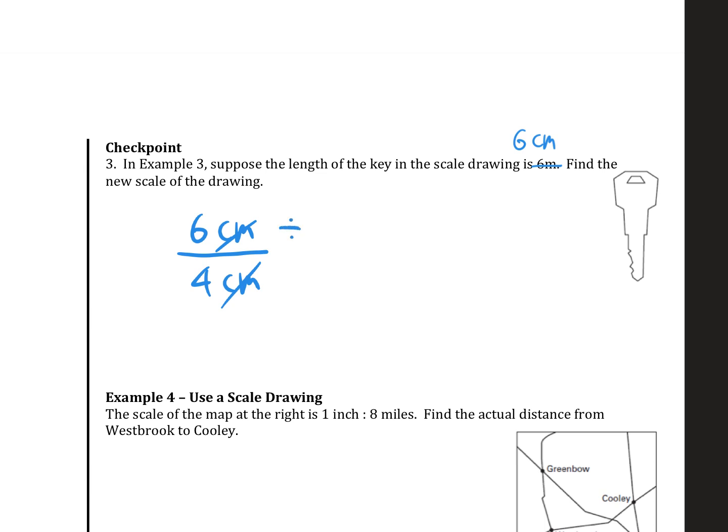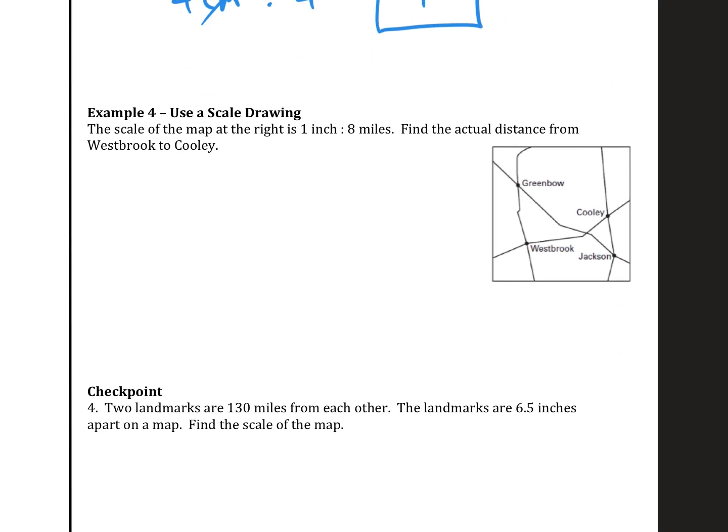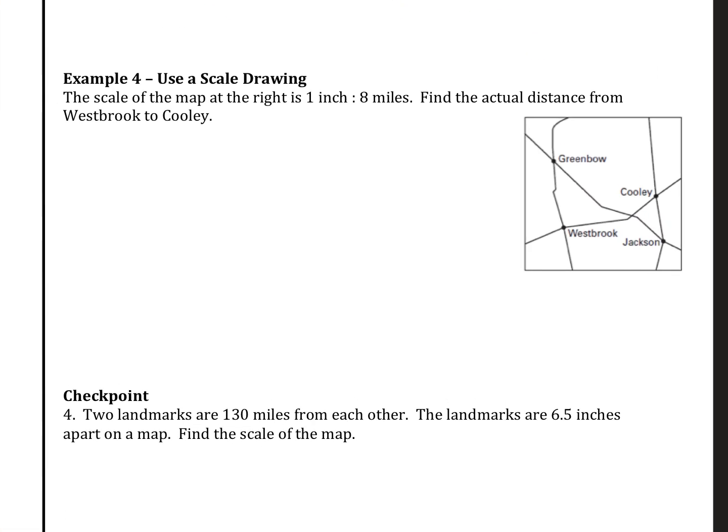We're going to divide top and bottom by 4 to kind of cancel out and give us a 1 for either numerator or denominator. And 6 divided by 4 is 1.5, and 4 divided by 4 is 1. So the scale is going to be 1.5 to 1. All right, sounds good.